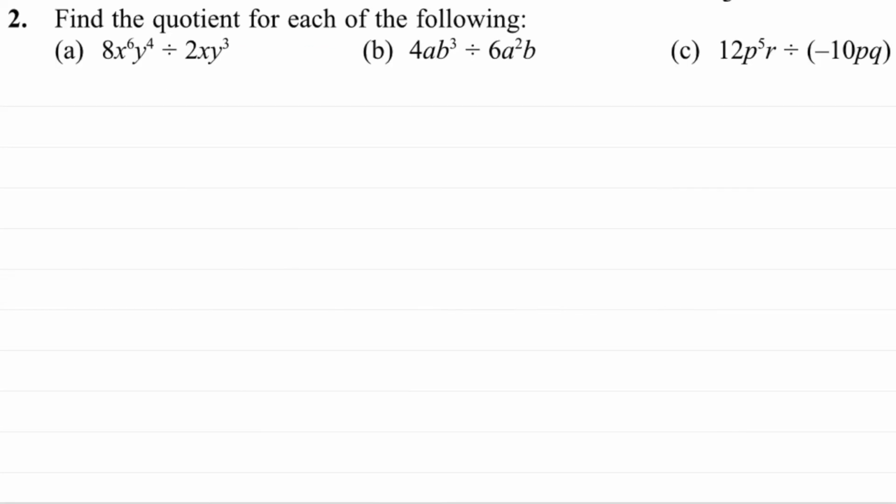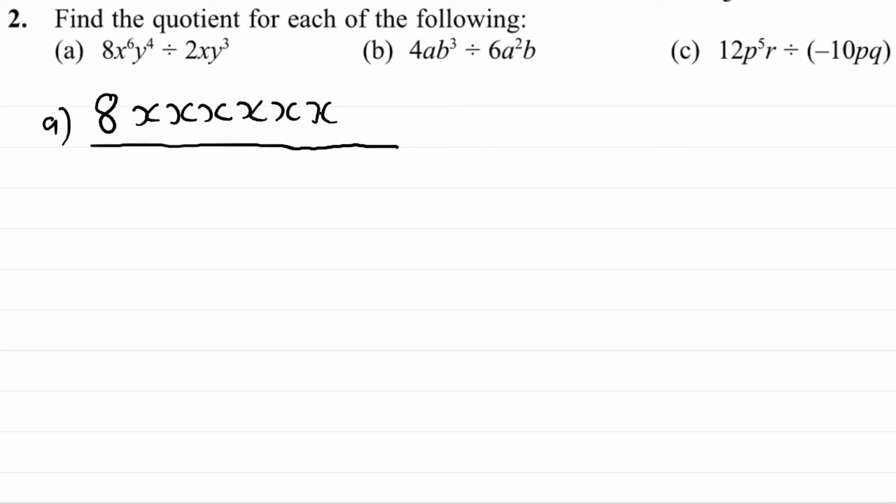Now find the quotient for each of the following. Quotient ni maksudnya dia melibatkan operasi bahagi. So cara yang nak senang adalah kita bentukkan pecahan. Okay, maknanya ni dia punya numerator and this one is the denominator. So kamu tulis x tu dalam bentuk yang panjang. Okay, maksudnya 8 x x x x x x 6 kali and then y y y y.